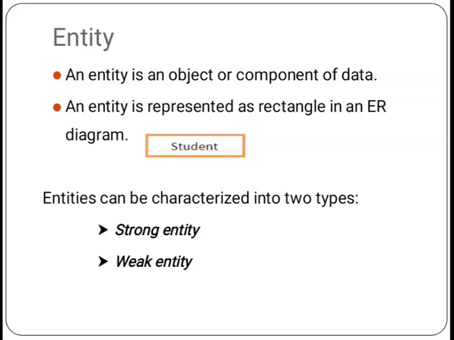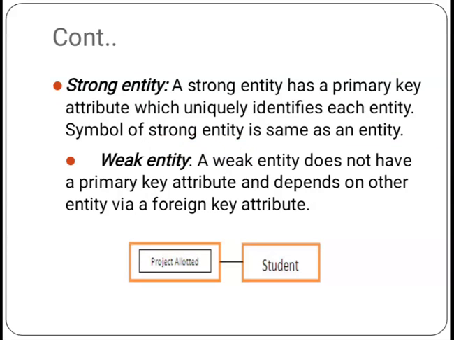Entities can be categorized into two types. One is strong entity, another one is weak entity. Strong entity: an entity that has a primary key is called a strong entity, which is used to uniquely identify each entry in the table. The symbol of a strong entity is the same as the entity, that is the rectangle symbol.